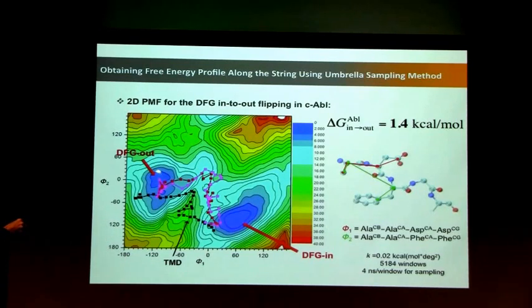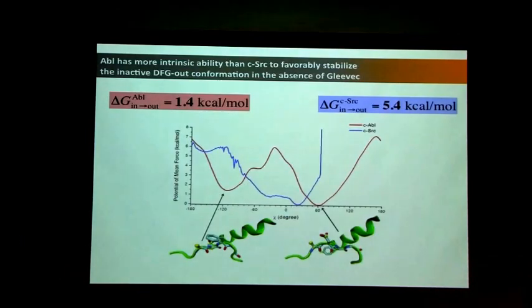But then you can see the two conformations, the DFG in and DFG out, and they're the same color, namely because they are almost the same free energy. This is for Abl. And the cost, actually there's a little bit of difference, about 1.4 kcal per mole between the in and out. We did the same also on c-Src.